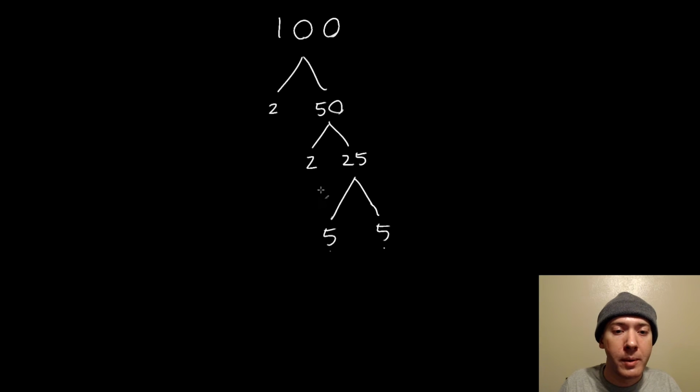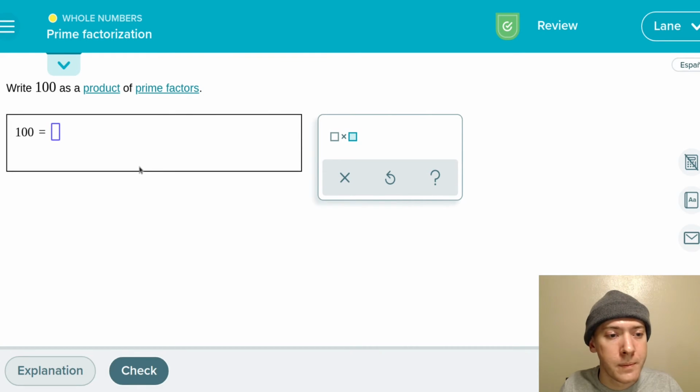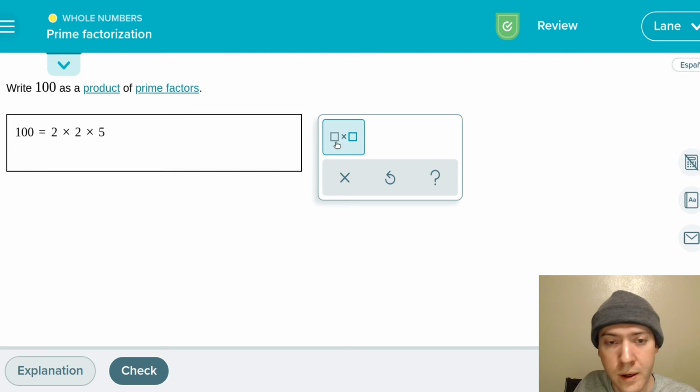We've got all prime numbers on the ends, and we know that the prime factorization of 100 is 2 times 2 times 5 times 5. So let's go back to Alex and put that in. 2 times 2 times 5 times 5.